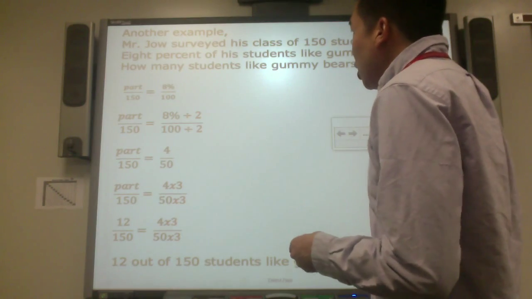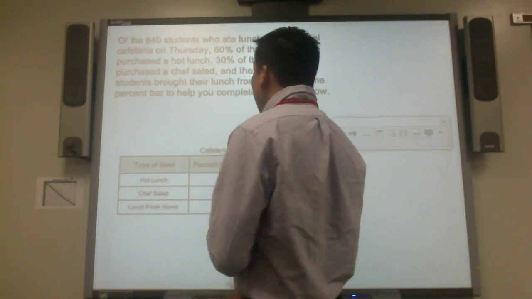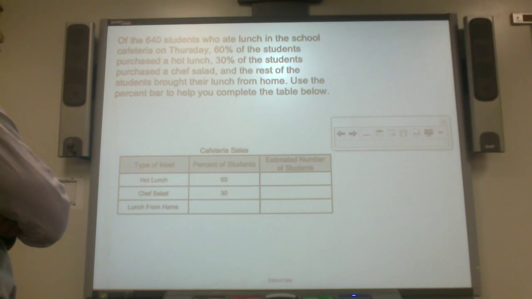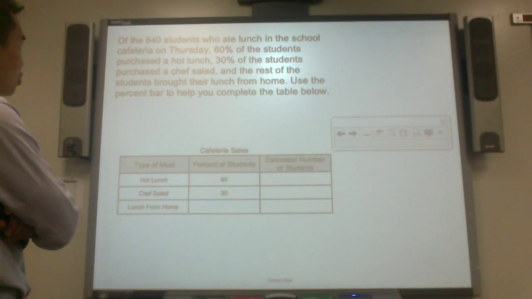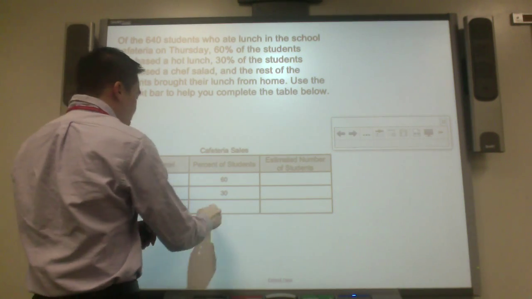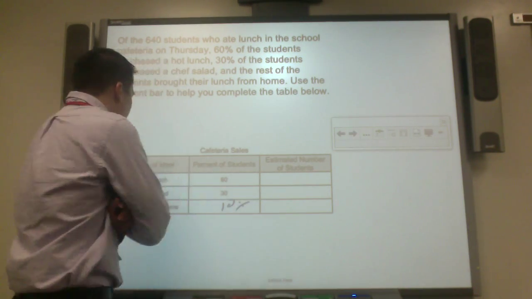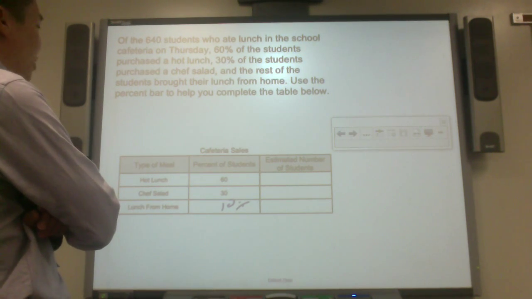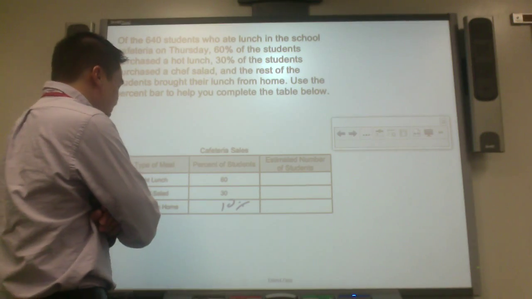So let's practice some examples. Of the 640 students who ate lunch in the school cafeteria on Thursday, 60% of students purchased a hot lunch, 30% purchased chef salad. The rest, that must be 10%, brought lunch from home. Use the percent bar to find out the actual number of students.